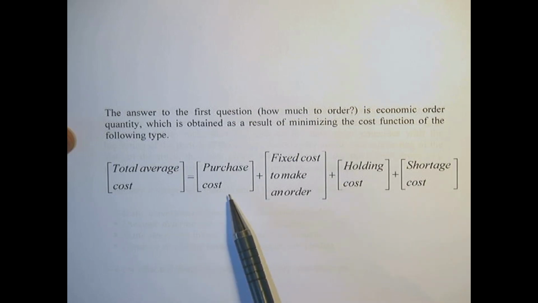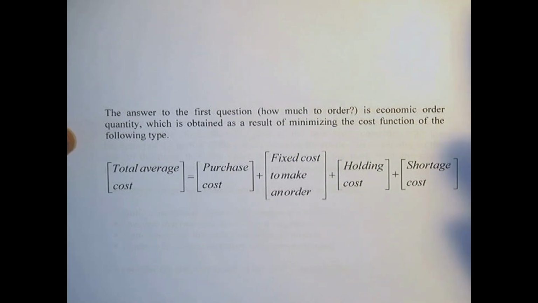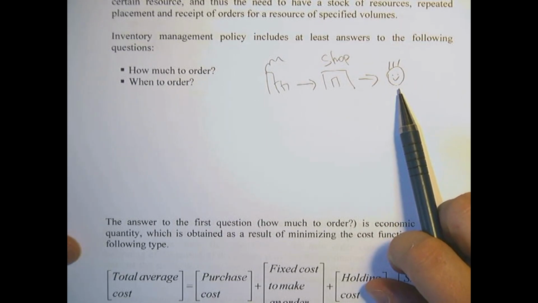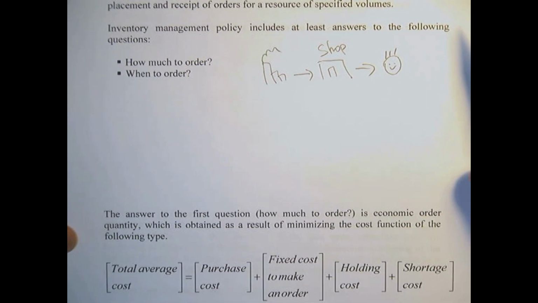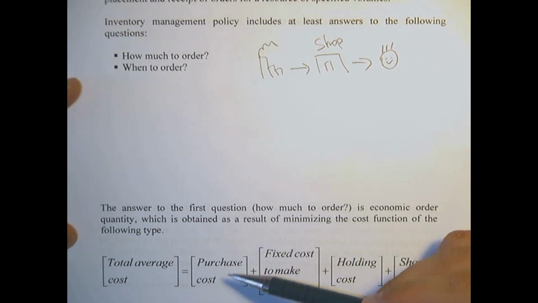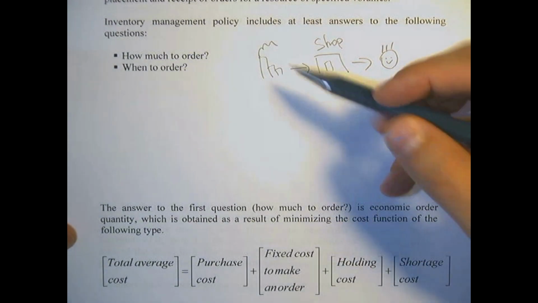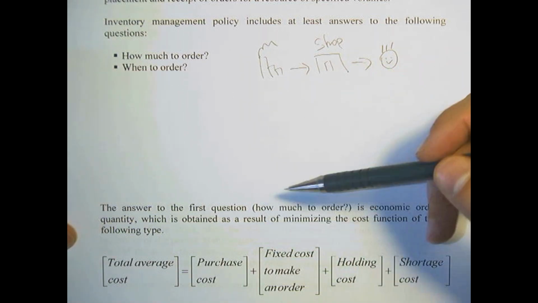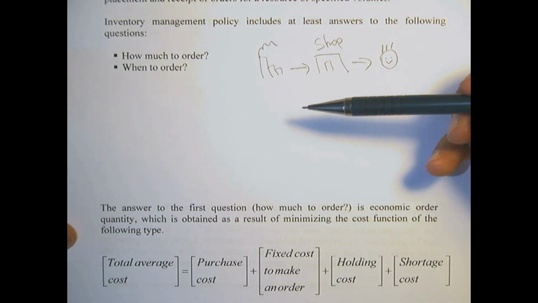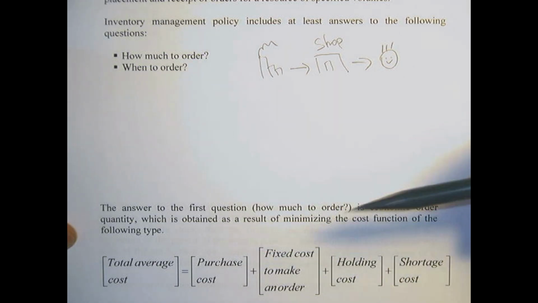First of all, purchase cost. To sell something to our customers, we should buy something from our supplier, and for this reason we should pay purchase cost. So for instance, if we buy 100 liters of orange juice, we should pay a certain price for each of these liters, so we should pay purchase cost.